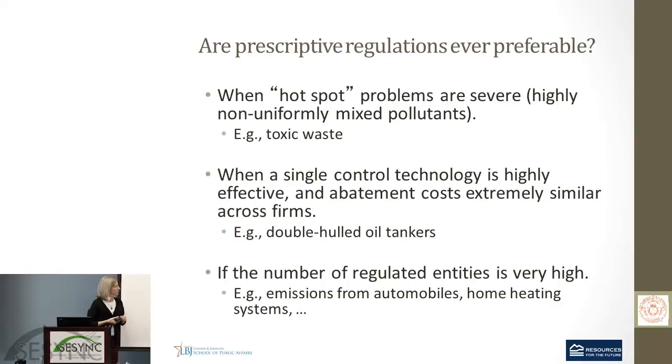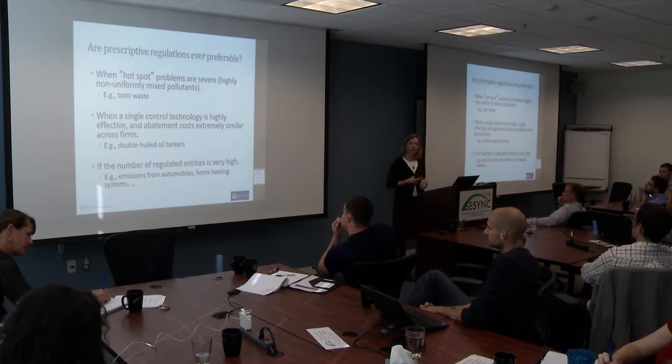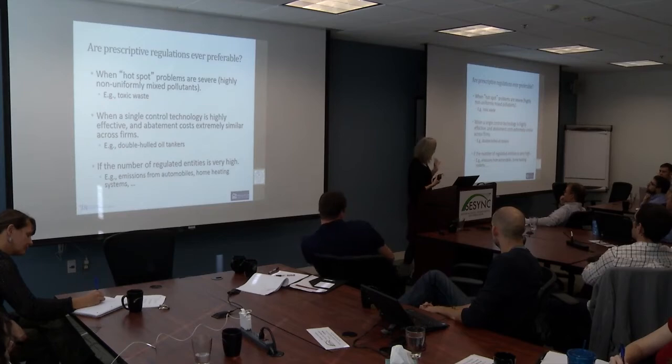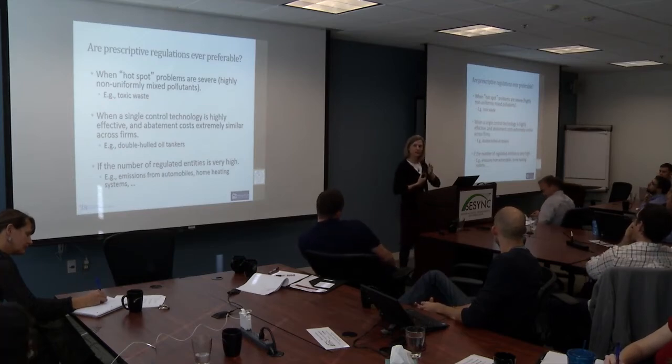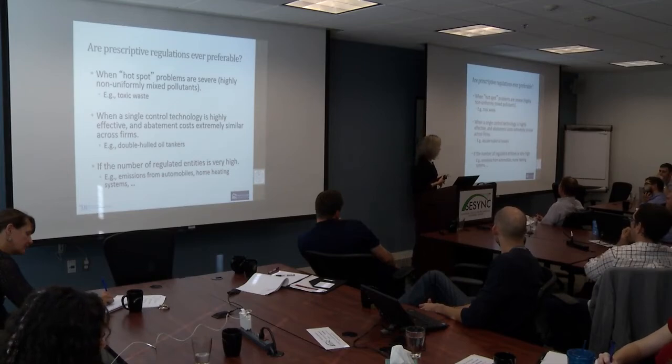And then finally, if the number of regulated entities is really high, again, that's this difference between 2,500 electric generating units regulated by a cap-and-trade system versus 230 million cars or 140 million households, that kind of thing, right? Then we have this problem of monitoring and enforcement. It becomes very expensive to think about implementing. And so as the problem gets more and more diffuse like that, we start to move away from market-based approaches in our mental toolkit of what's available to us.